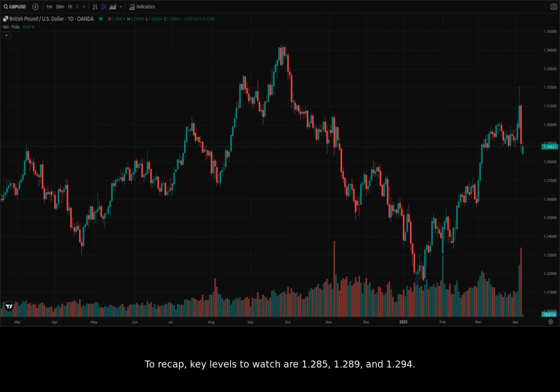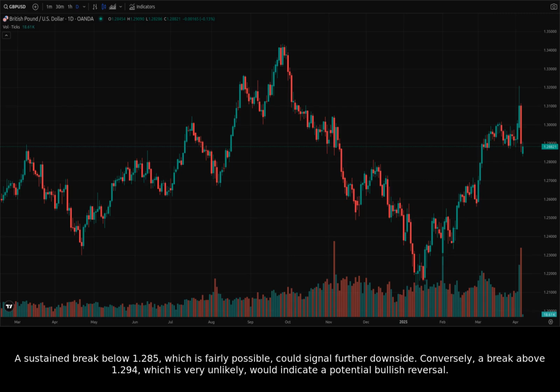To recap, key levels to watch are 1.285, 1.289, and 1.294. A sustained break below 1.285, which is fairly possible, could signal further downside. Conversely, a break above 1.294, which is very unlikely, would indicate a potential bullish reversal.